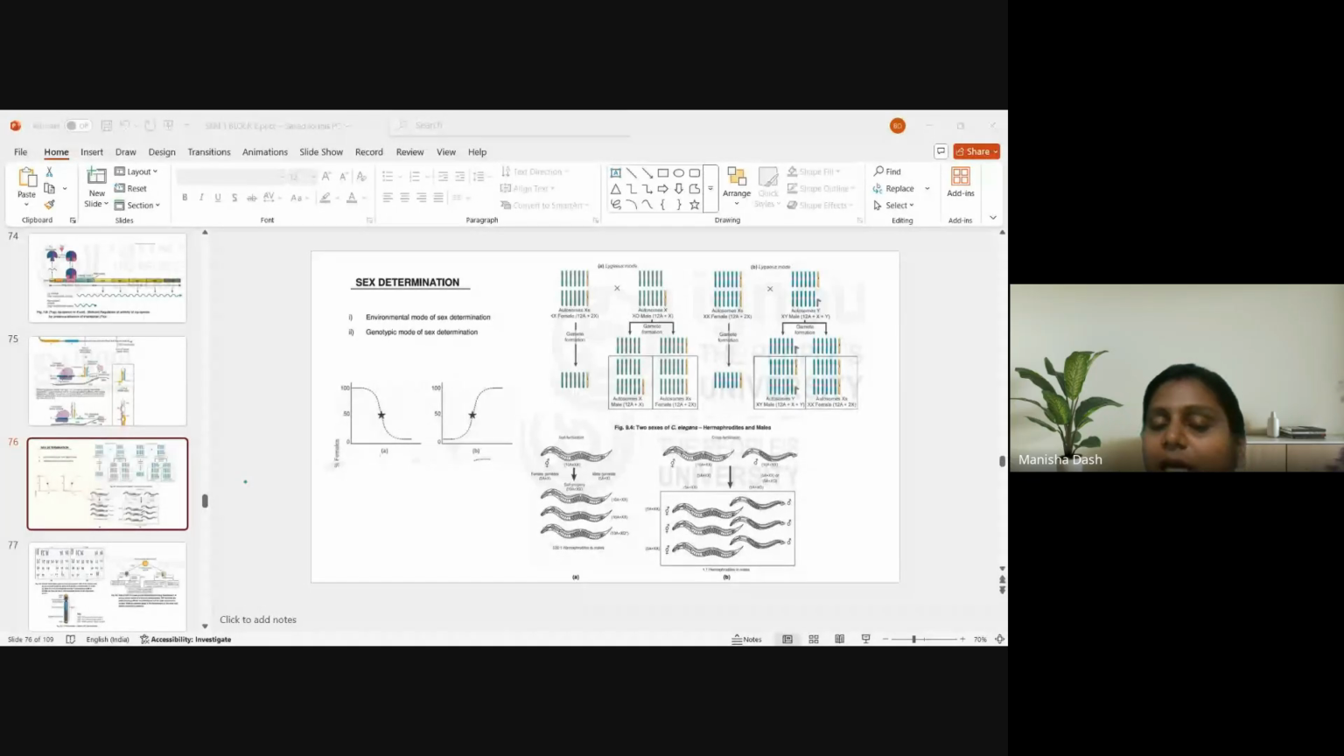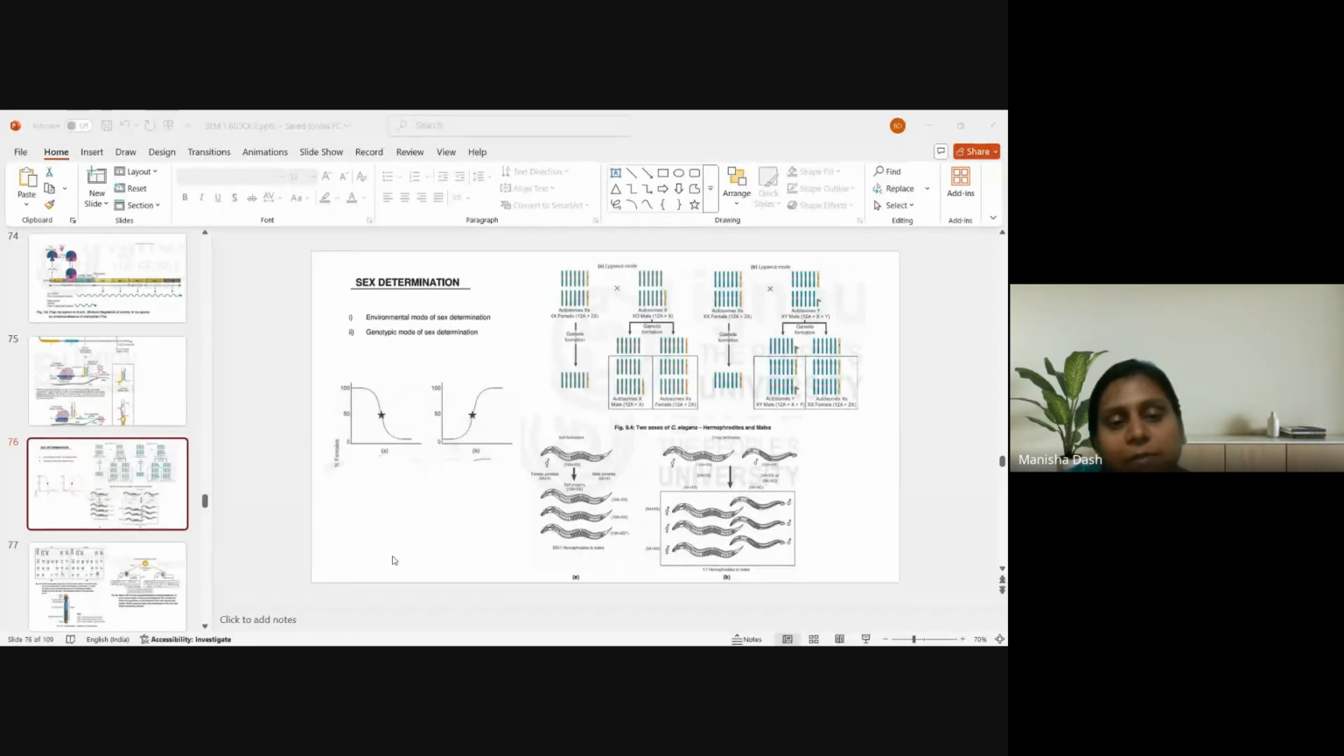In the case of humans, our chromosomes are responsible for the determination of maleness and femaleness. If an individual has two X chromosomes, it will develop as a female. If it has X and Y chromosomes, it will develop as a male. Similarly, in Drosophila we have a different type of sex determination mechanism. In honeybees, there is the haplodiploidy concept of sex determination: the haploids develop as male and the diploids develop as female.